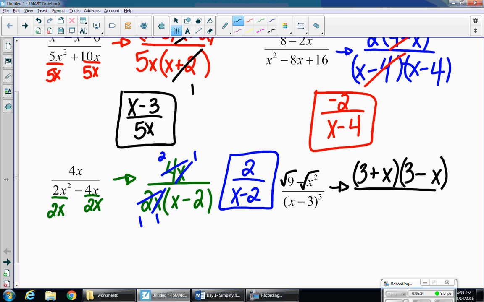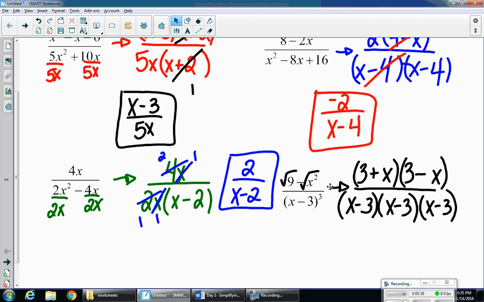Now in the denominator, I have x minus 3 to the third power. That can't be factored, but it can be expanded. Because remember, anything to the third power really means it's being multiplied by itself 3 times. So I'm going to write out that x minus 3 times, because it's cubed. So now I'm looking in the top and the bottom. Is there something that's the same?